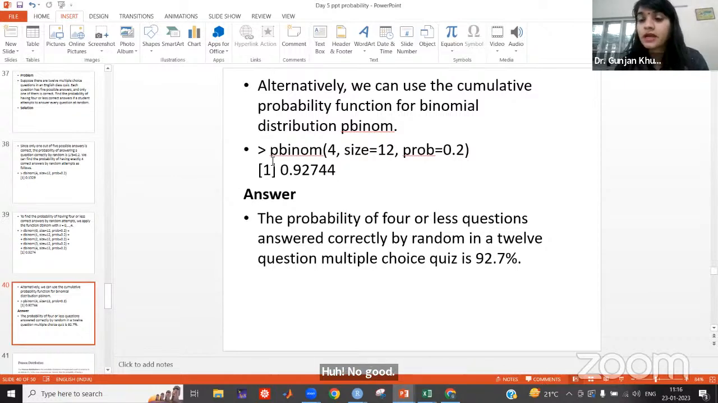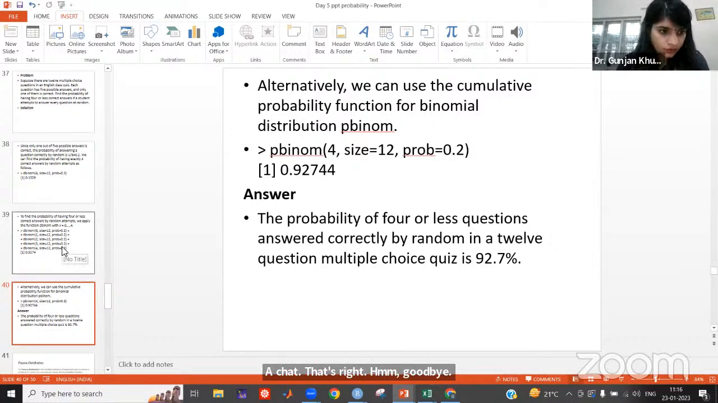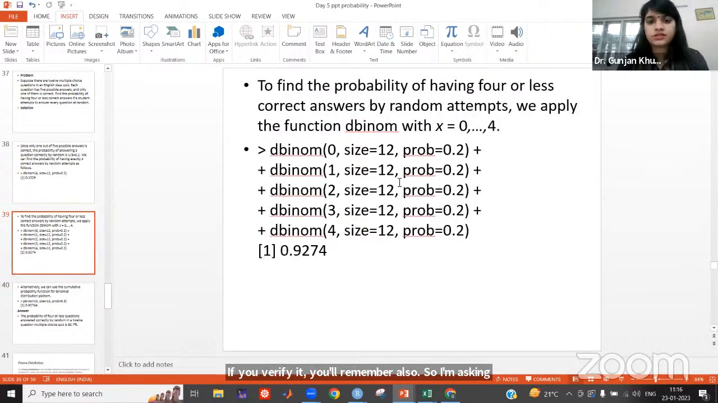Right? That's why I'm asking you to verify it through D binom. If you verify it, you'll remember also. So I'm asking you to please do this calculation: D binom 0 plus D binom. You don't need to write the size and prob words if it's time consuming to write all the time. You can write comma 12 comma 0.2 and you can copy paste and do it.